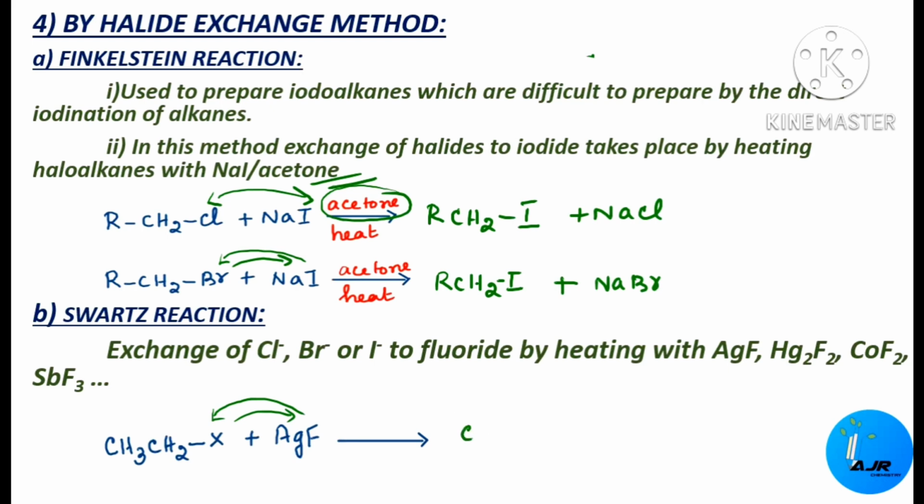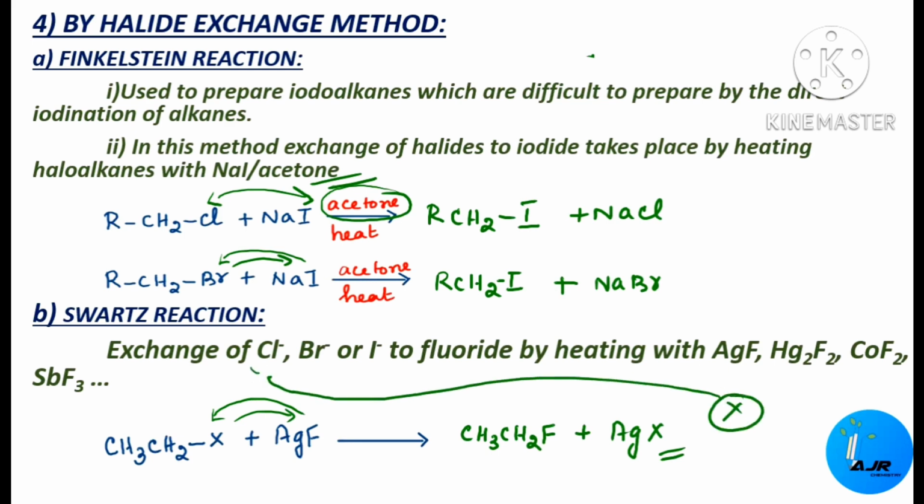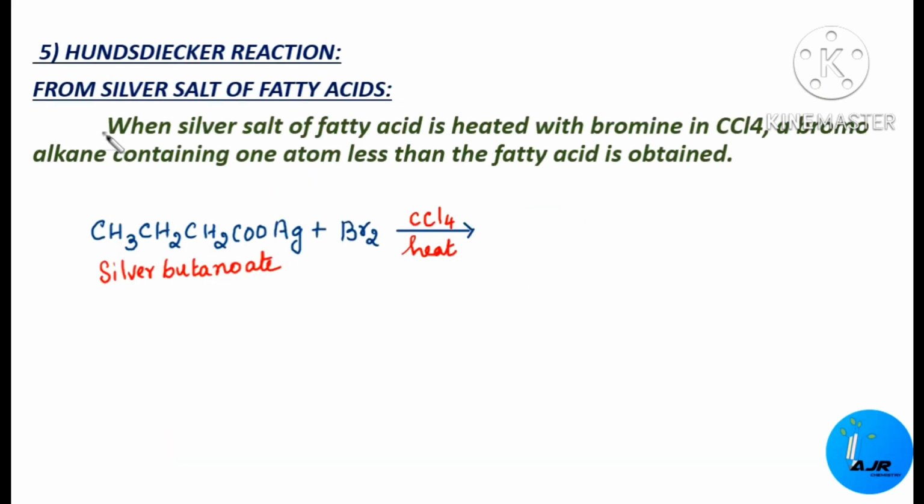So we get CH3CH2F plus AgX, where this X is nothing but chlorine, bromine, iodine. Understood, students? The last methodology is Hunziker's reaction.